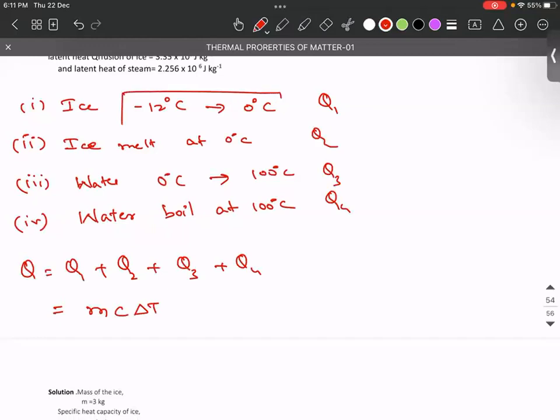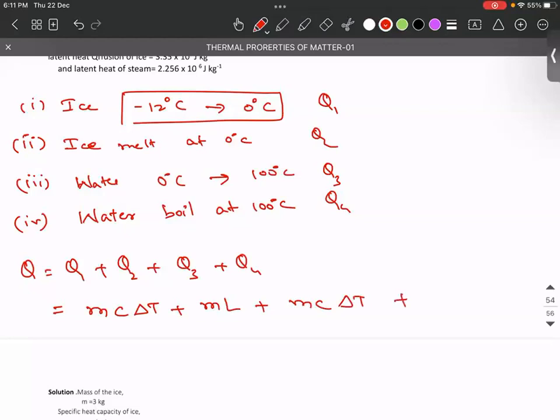See, wherever there is a temperature change taking place, write the formula in terms of specific heat and change in temperature. Right? Plus, what is the heat required to melt ice at 0 degrees Celsius? It is M into L. Plus, what is the amount of heat required to raise the temperature of water from 0 to 100 degrees Celsius? It is again MC delta T.